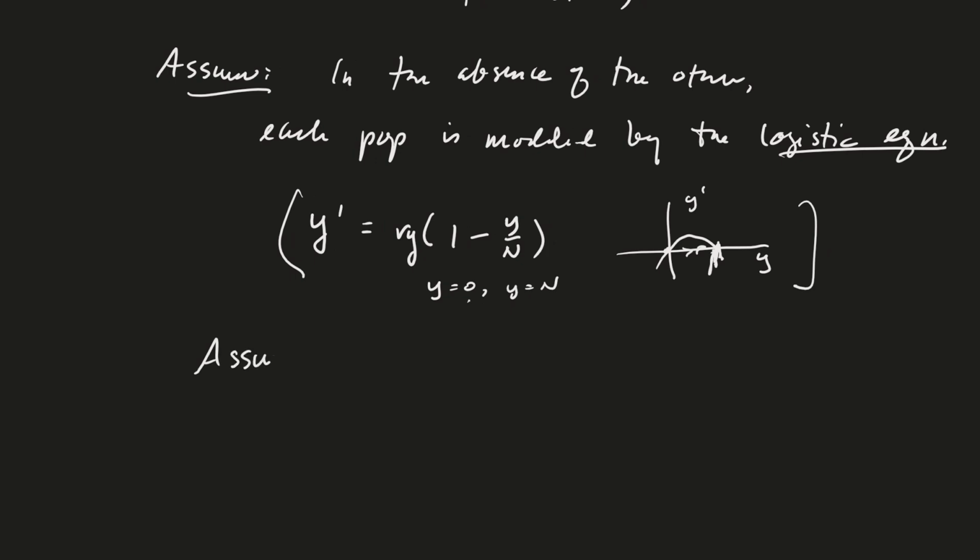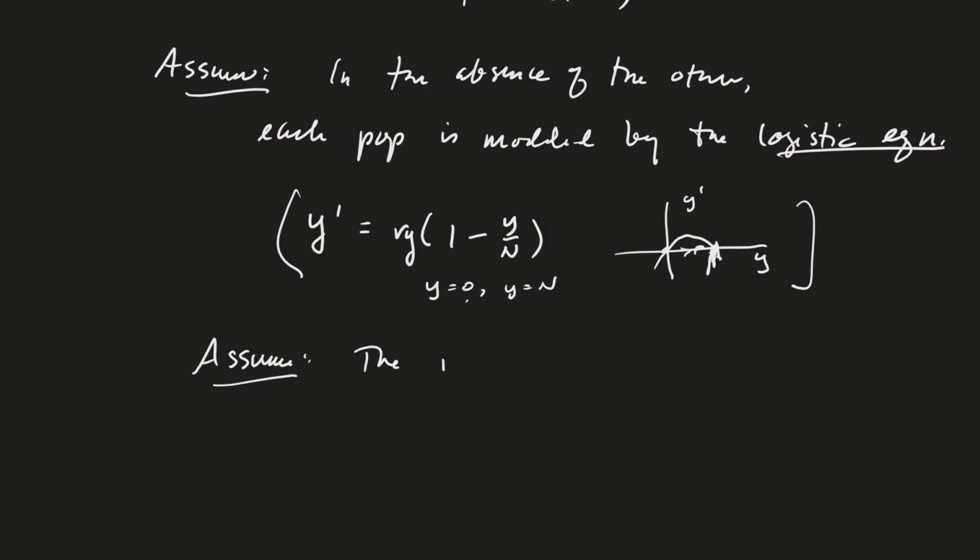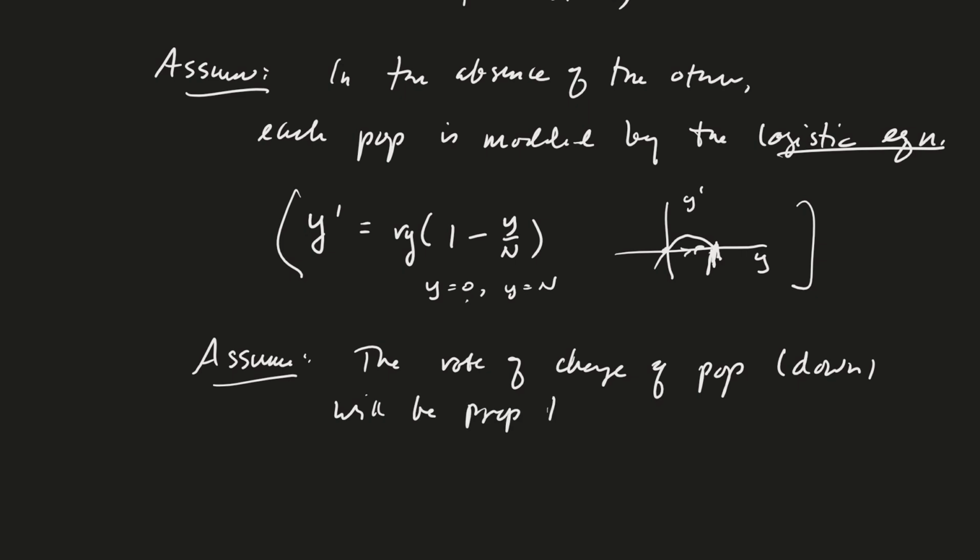We will assume that the rate of change of the population downward will be proportional to the number of rabbit-hamster interactions. Interactions. You're probably not going to be able to read that at all. All right, so there's going to be a symmetry going on here between the two populations. Let's see if we can build a model for each.